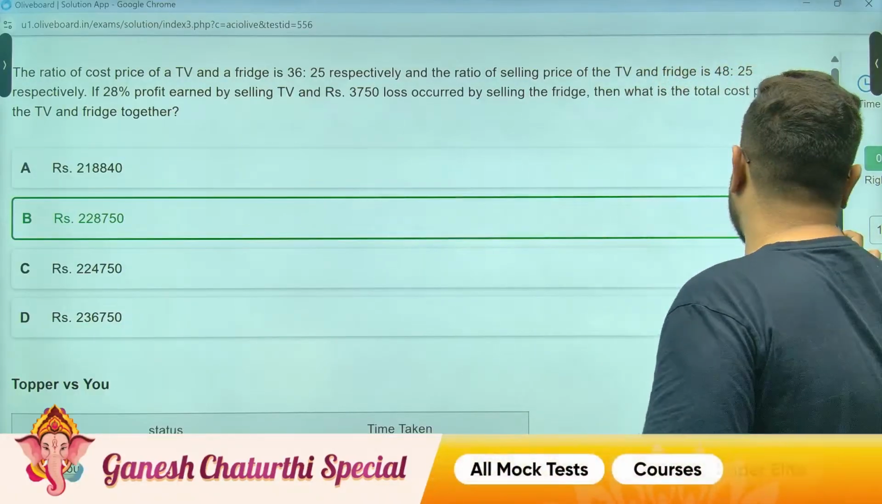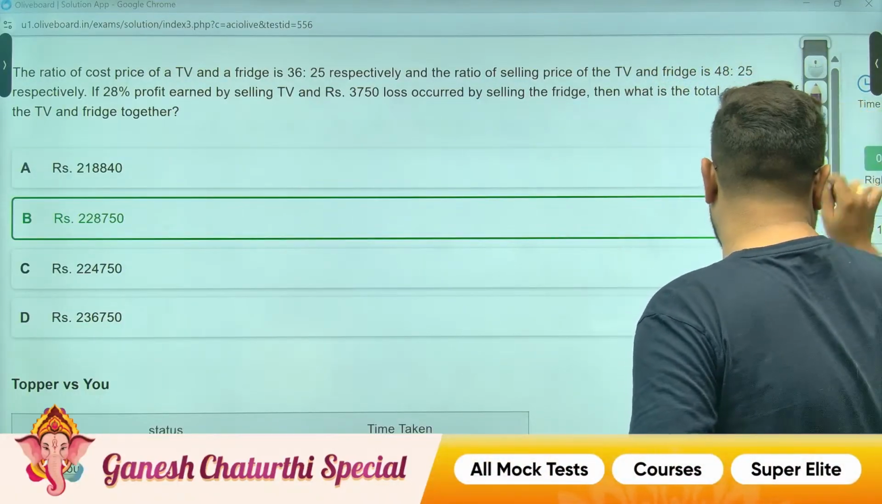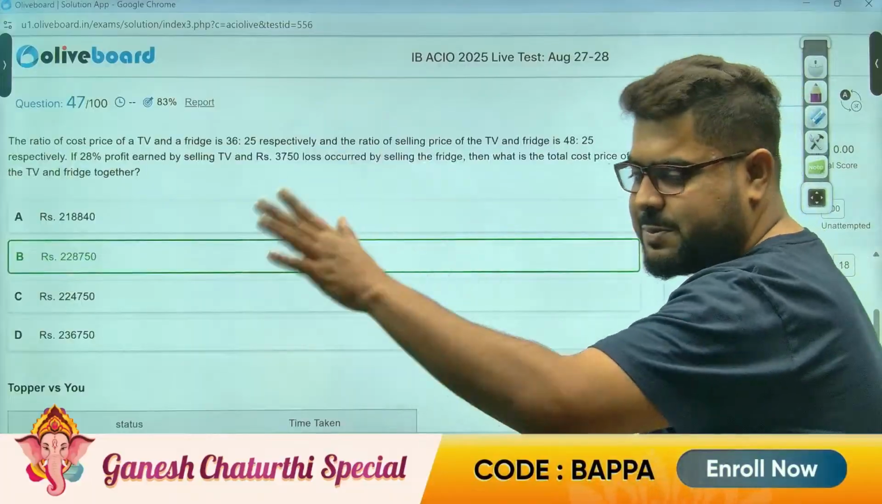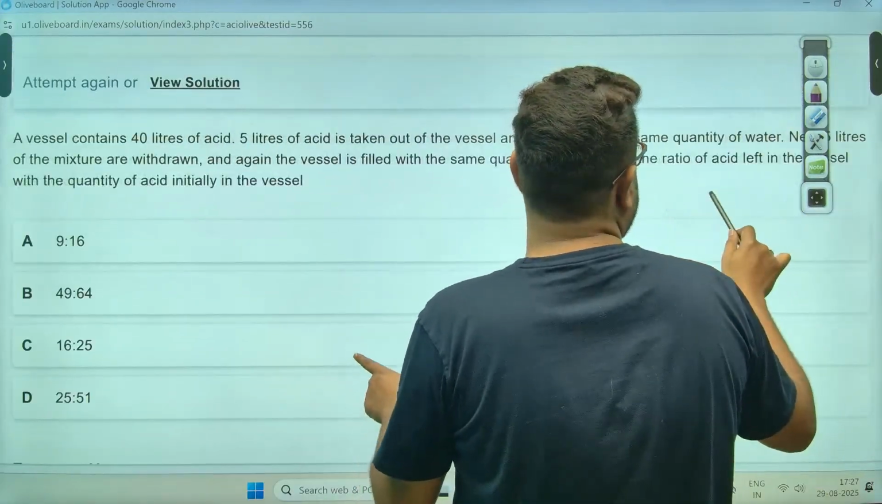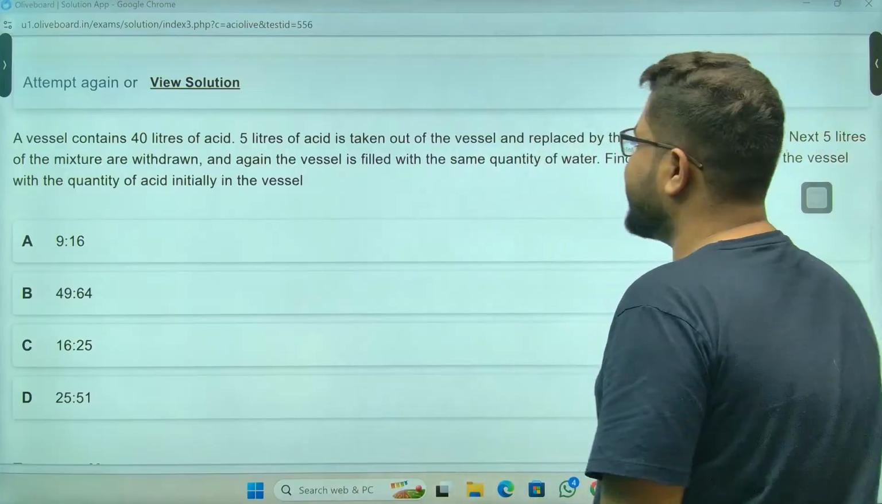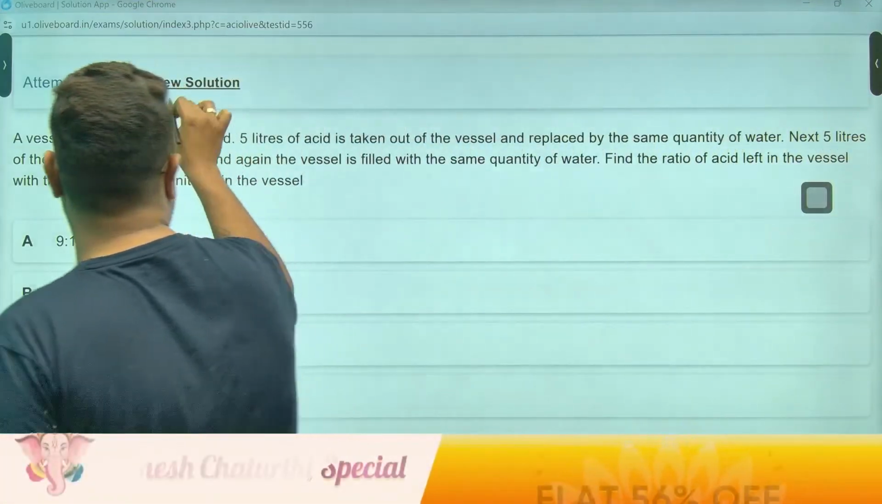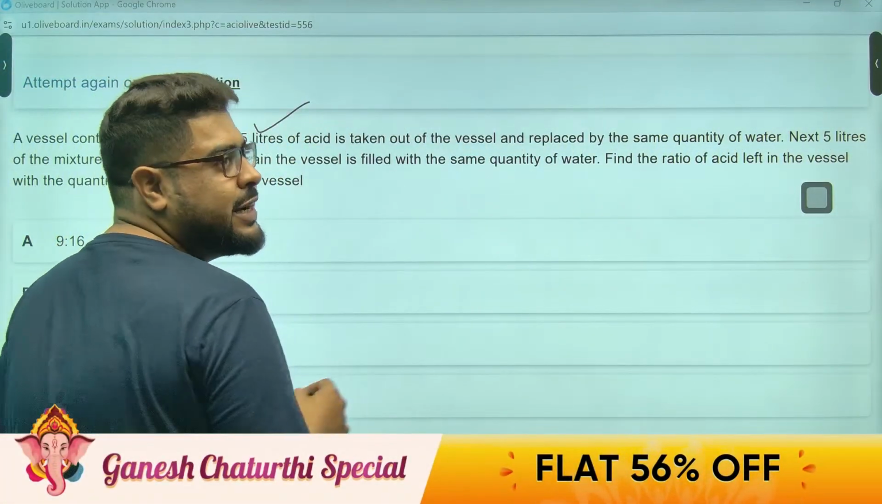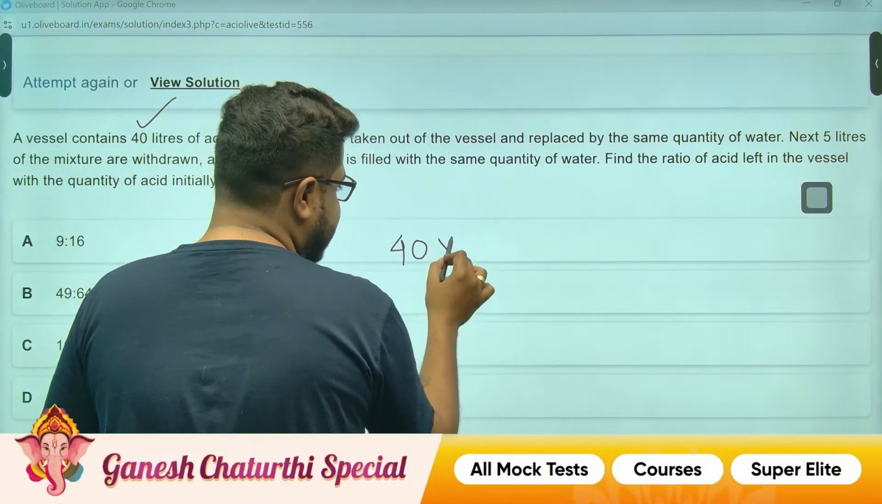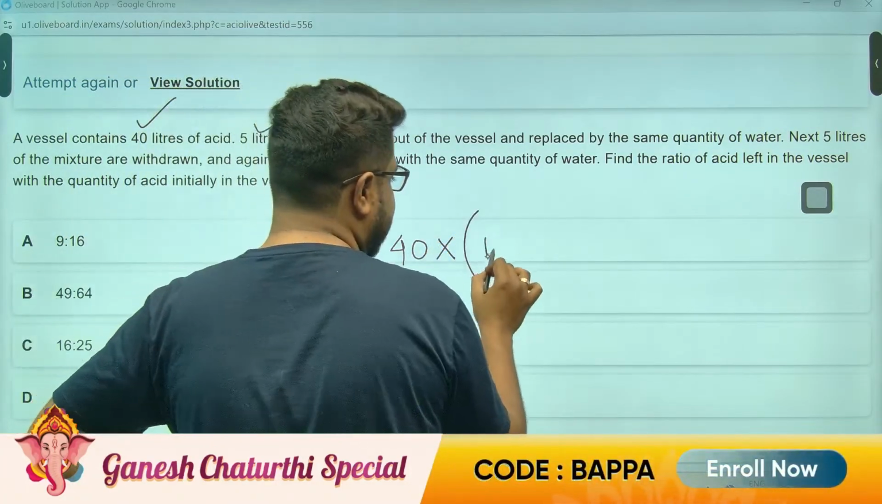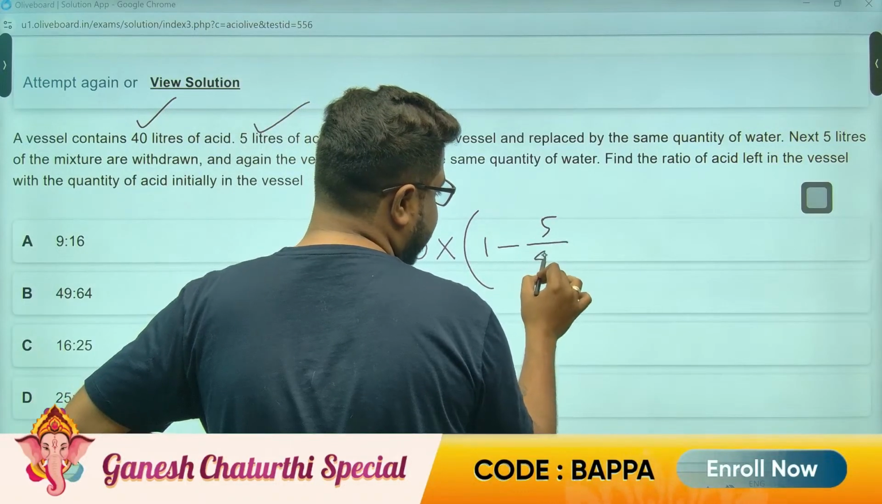The value isn't very friendly, you might need around 60 seconds to calculate. Sir, again, a replacement question. 40 liters of acid, 5 liters have been taken out. So what is the value? How much acid? 40 into 1 minus 5 out of 40 liters.